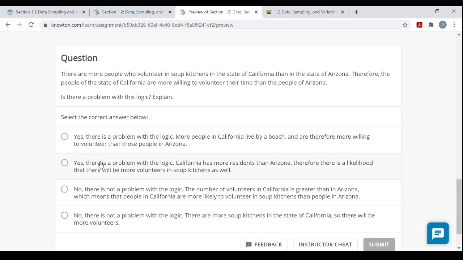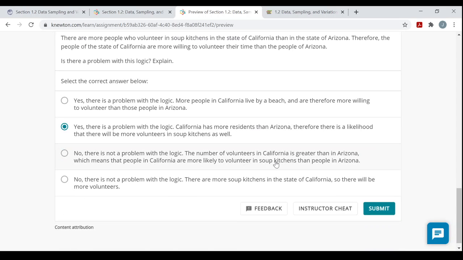So I'd say it's either one or two. Yes, there's a problem with the logic. More people in California live by a beach and are therefore more willing to volunteer. I don't think it has anything to do with them living by a beach. California has more residents than Arizona. Therefore, there is a likelihood that there will be more volunteers in soup kitchens as well. That makes sense as to why the logic is flawed.